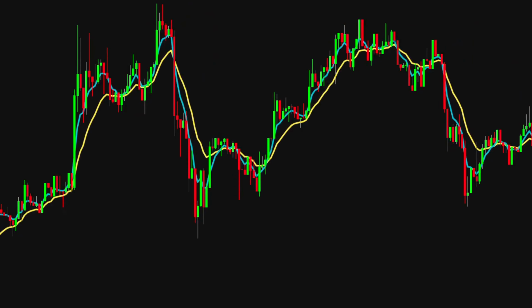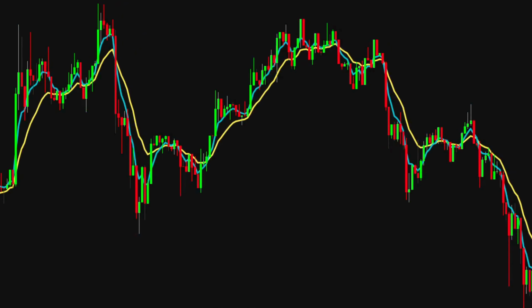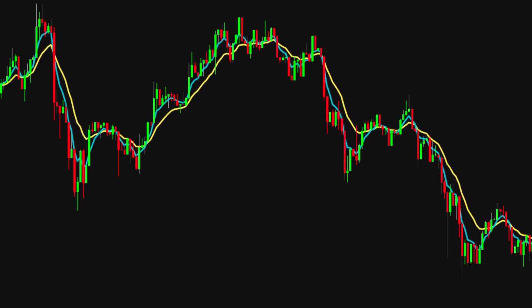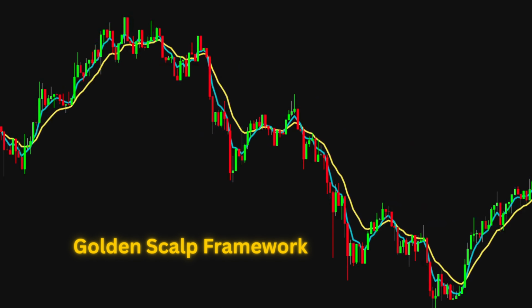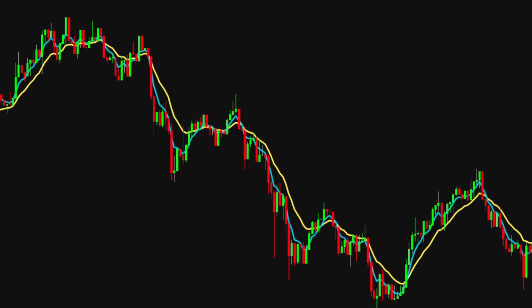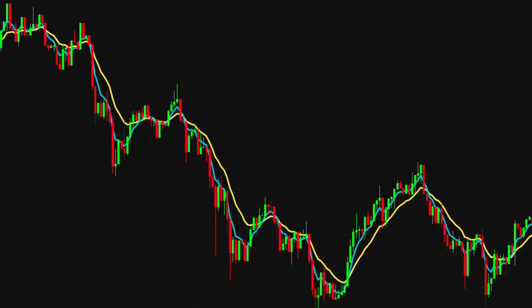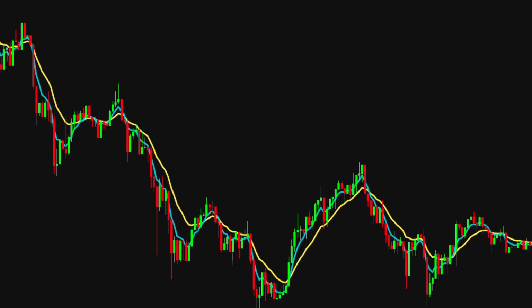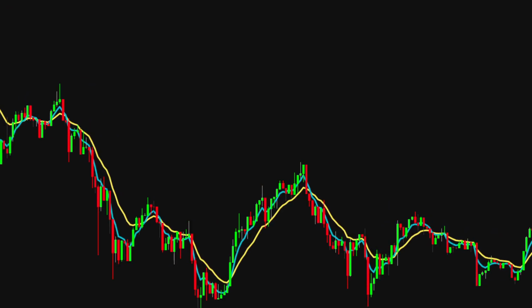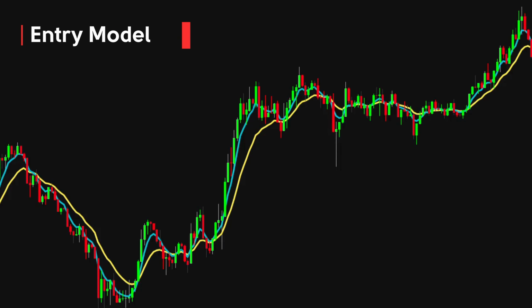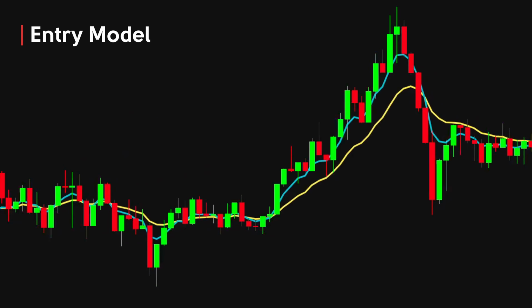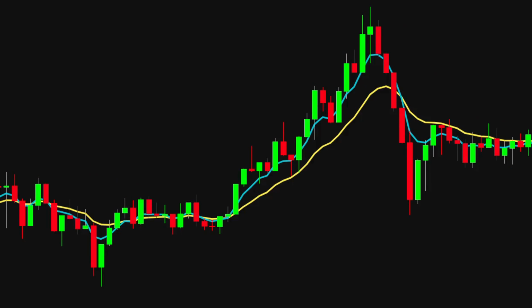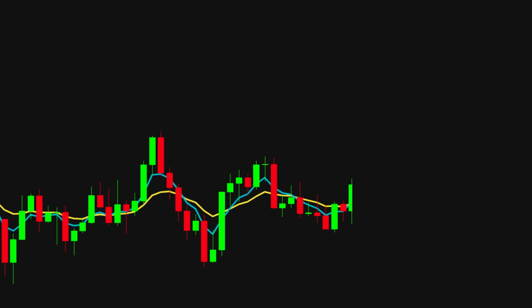Once both EMAs are applied and clearly visible on your chart, you now have the complete Golden Scalp framework, a fast-reacting structure built to highlight rapid momentum shifts, clean pullbacks, and high-probability short-term trading opportunities in volatile market conditions. The Golden Scalp focuses on capturing sharp momentum bursts rather than long trend rides, so precision and timing are everything. Step 1 is the crossover.